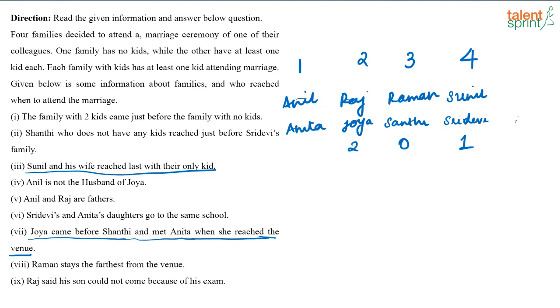Okay. Now how many children does Anita have? We don't know, right? Is there any information that is given? We know they have at least 1 child, but we don't know how many. We know that Sri Devi and Anita's daughters go to the same school. So obviously Anita has a daughter, but whether she has only 1 daughter, we don't know. Sri Devi has 1 child who is a girl, right? Daughter. Okay, anyway, let us look at the questions.